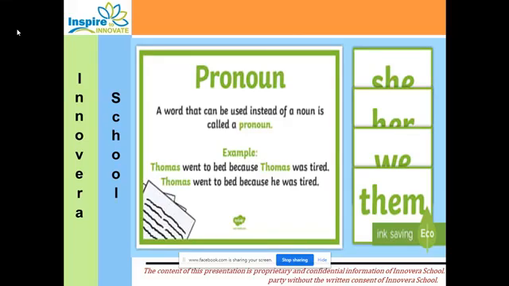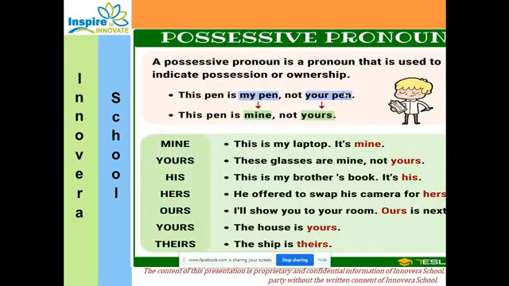Correct? Now for example, here you can see: Thomas went to bed because Thomas was tired. Thomas went to bed because he was tired. So here instead of using Thomas again and again, we used he. Right? Same way you can see here she, her, we, them, all these are pronouns. Okay? Next we were going to study possessive pronoun. A little bit of introduction I have already given you. But today we are going to study it in detail.